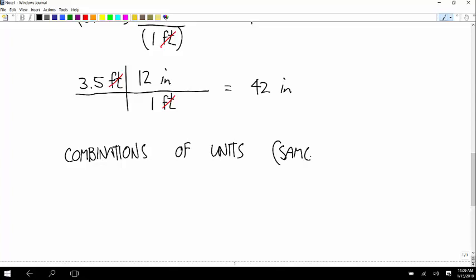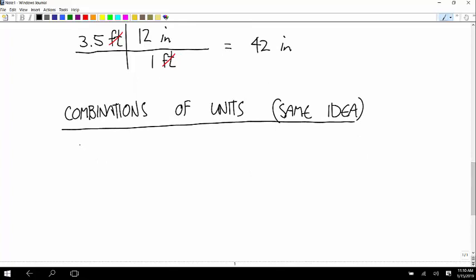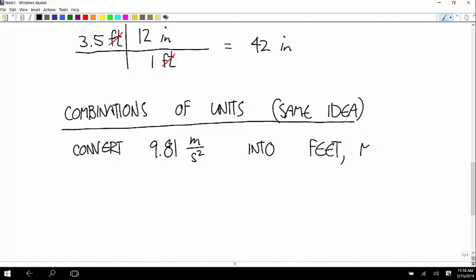The idea is the same. You just have to do multiple steps. So let's say that we want to convert 9.81 meters per second squared into units of feet and minutes.